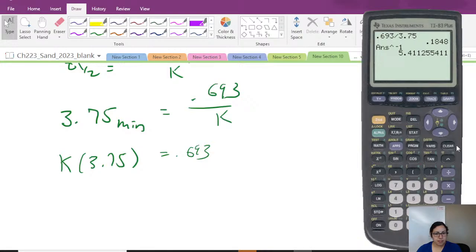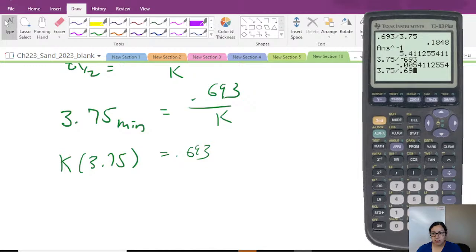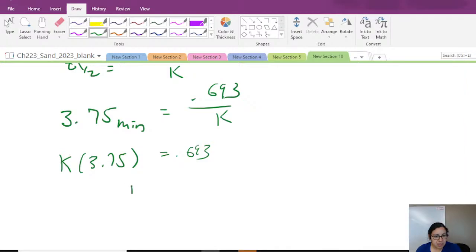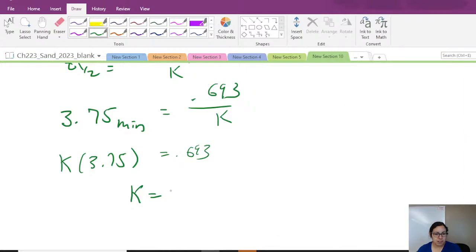Oh, I think I did it wrong, sorry. I should have done 3.75 divided by 0.693. Oh, man. Sorry, flub time. Let's try one more time: 0.693, and then I should have inverted my answer. Okay, now we get the same answer. So now we both agree. K is 0.1848.